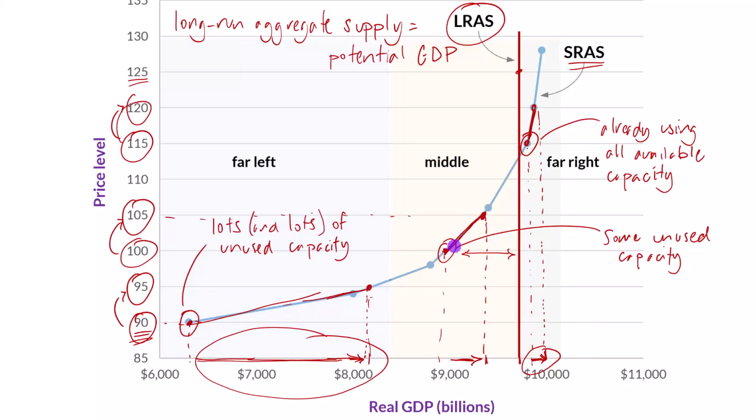And so that's why the curve in this middle portion is more moderate than what we see on the far left and the far right. A 5-point increase to the price level increases GDP by an intermediate amount. Some, not too little, not too much. Okay.